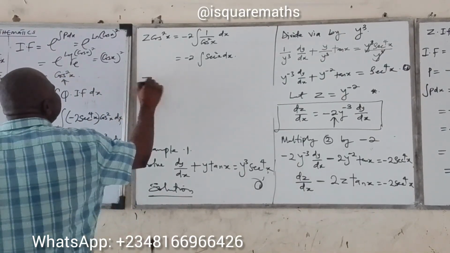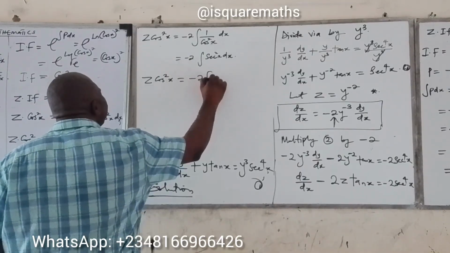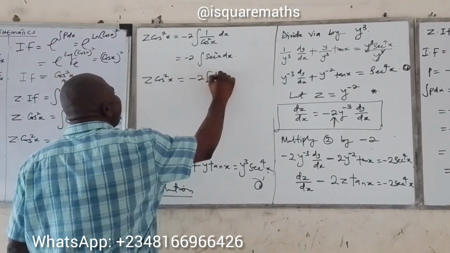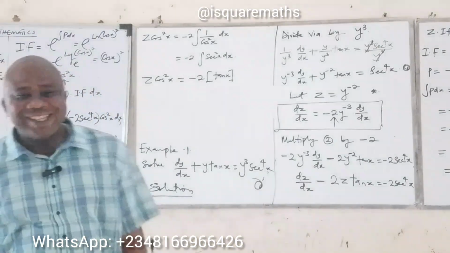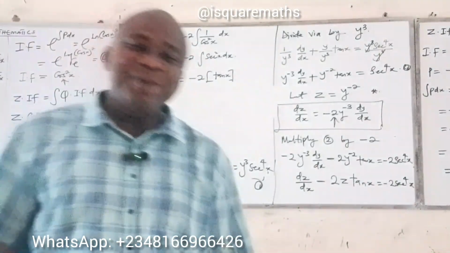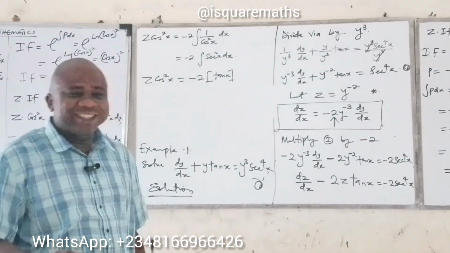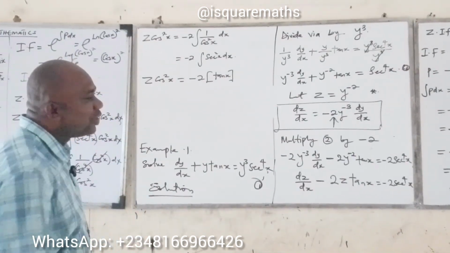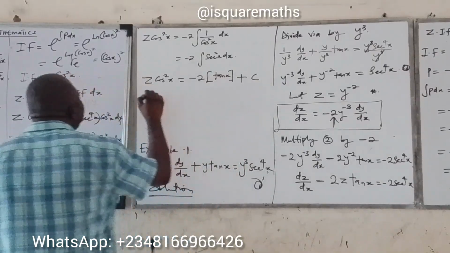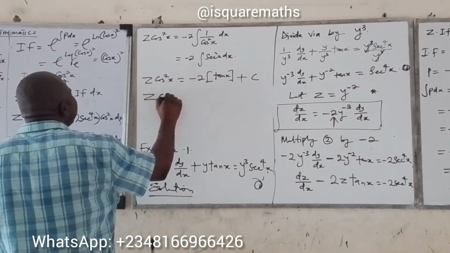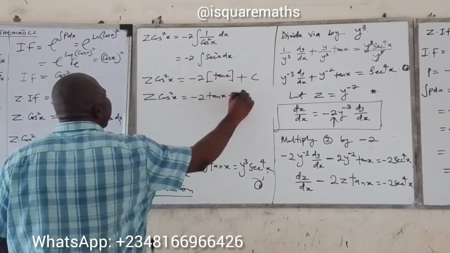So z cos squared x will be equal to minus 2 times the integral of sec squared x, which gives tan x. Remember, when you differentiate tan x, it gives sec squared x. It therefore implies that when you integrate sec squared x, it gives tan x, because integration is the reverse of differentiation. So here we have plus constant. So z cos squared x will be equal to minus 2 tan x plus c.